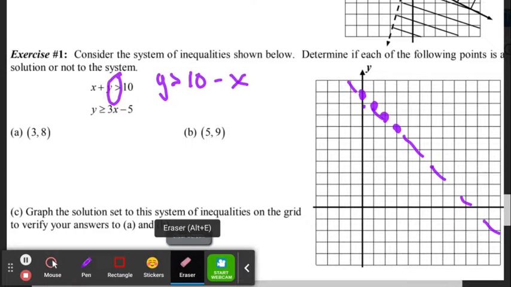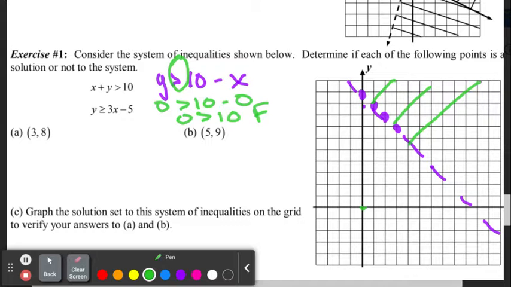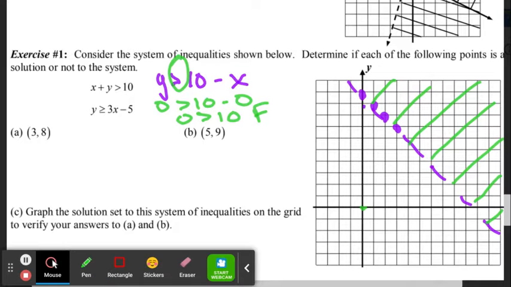Now, what we have done in the past is, well, I'll show you. And then I'm going to show you the trick that I'm going to use from now on. You pick a test point. We usually pick 0, 0. Plug that in. Since the test point is false, we shade on the opposite side. I know my trick is if the alligator mouth bites the Y, shade up to the sky. Whichever one gets you the right answer, use that.